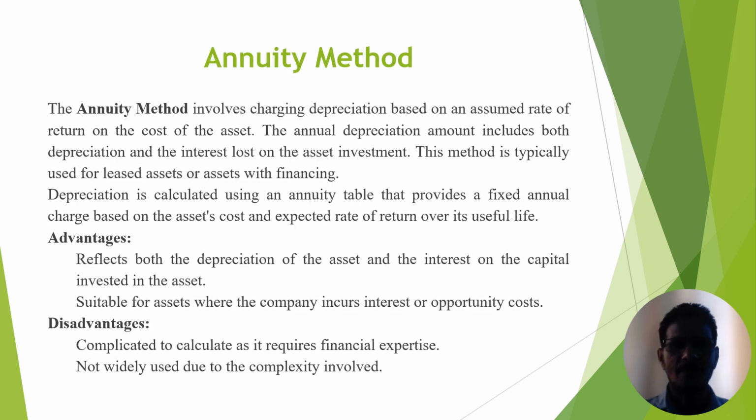Now, after that, the next method, the annuity method. Listen carefully. The annuity method involves charging depreciation based on an assumed rate of return on the cost of assets. For this, the annual depreciation amount includes both the depreciation amount and the interest lost on the asset's investment. This method is typically used for leased assets or assets with financing.